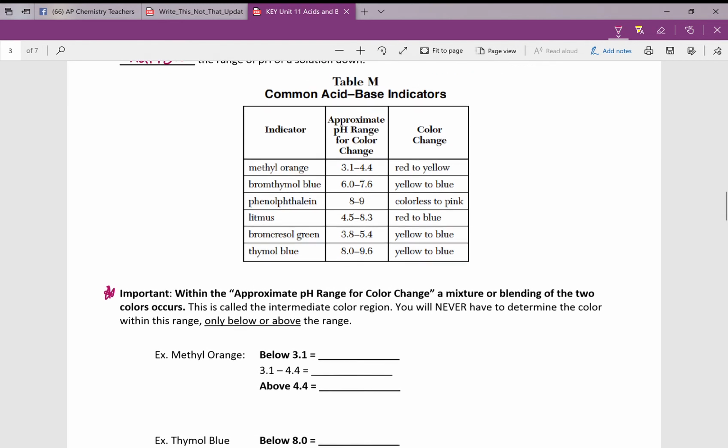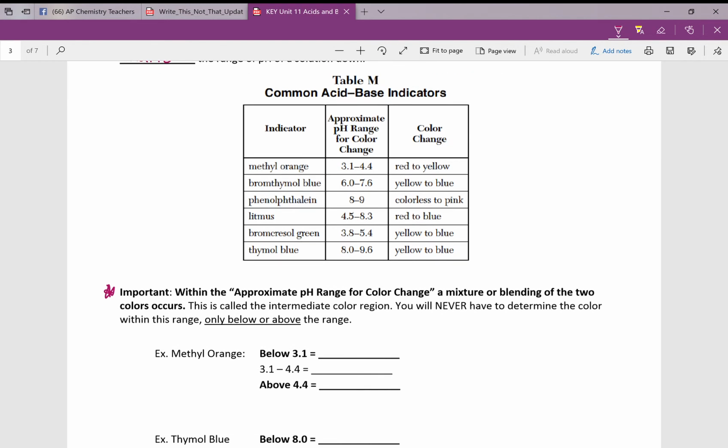So like with this first example, and I think it's easiest to understand how to use this table with examples, if I'm using methyl orange, the color change range is 3.1 to 4.4. So within that range, I might have something like orange or some variation of that. But what I do know is that below the range, it's going to be the first color, so it's going to be red. And above the range, it's going to be yellow.